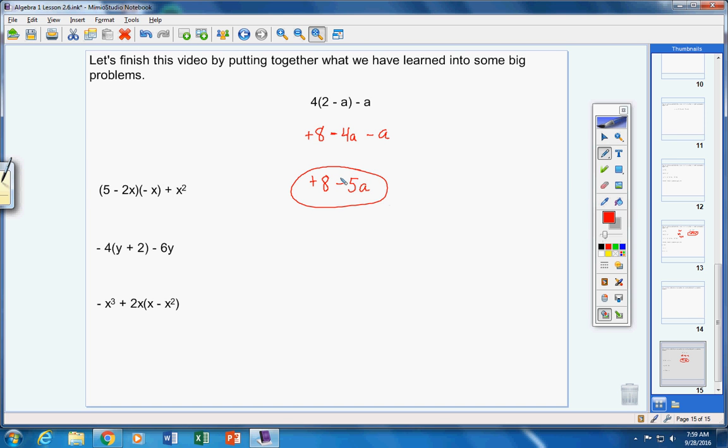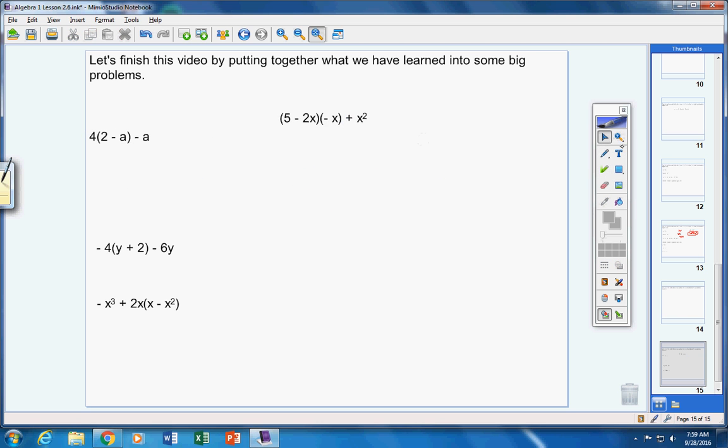5a. There we go. That's my answer. Pretty cool. I know that I'm finished because I do not have like terms. There's nothing else I can do. Alright. Moving on. Okay, now you're welcome to leave the negative x here and multiply it through.